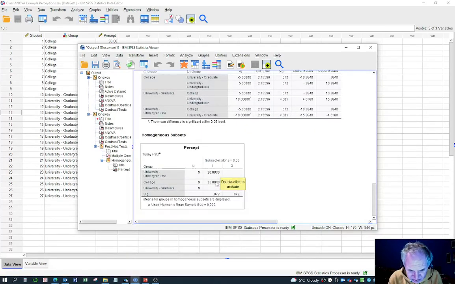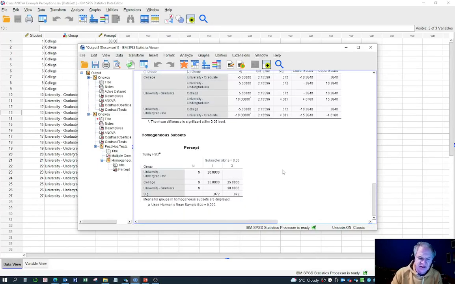Undergrad and college do not differ. College and grad do not differ, but undergrad differs from grad. So it's a little tricky. When you see two means that are not together, they differ from each other. Whereas I can see these two don't differ and these two don't differ, but since I don't see 20 here or 30 here, that means that there's a difference between those two. That's how you look at it.